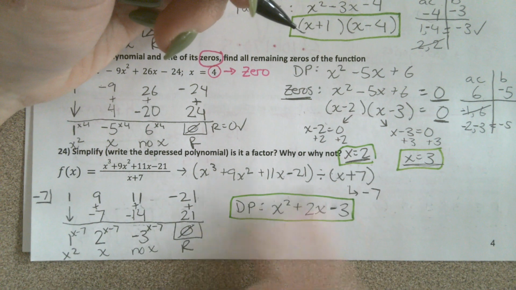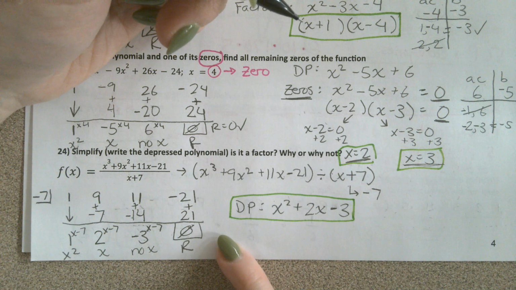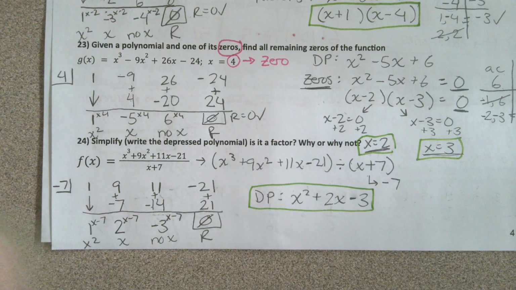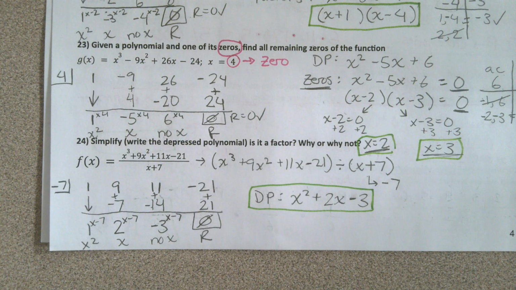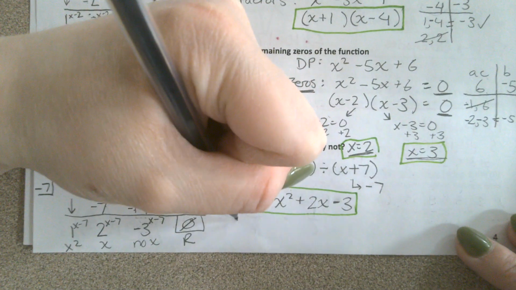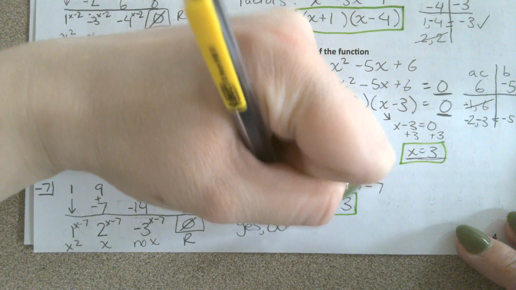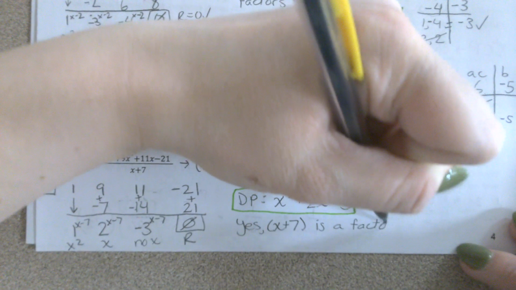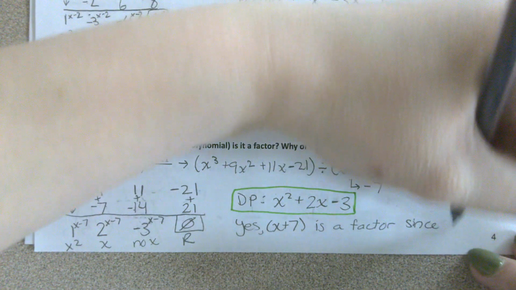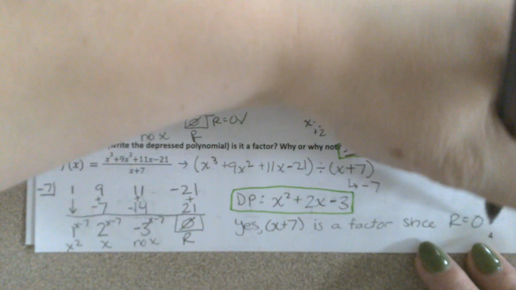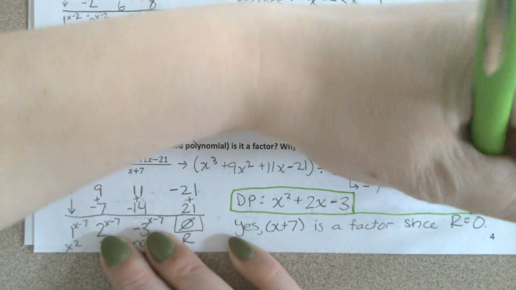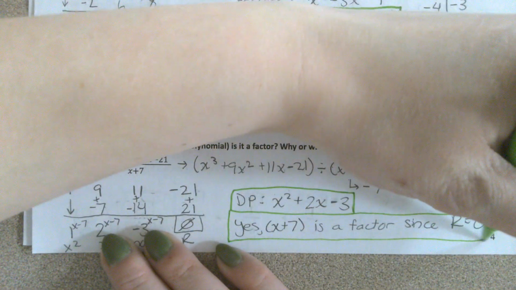Yes, it is. You can tell because the remainder is 0. If r equals 0, that means it is a factor, just like in number 22. We were given that x plus 2 is a factor, so this had to be 0. Same thing. This turned out to be 0, so this is a factor. So we will write, yes, x plus 7 is a factor since r equals 0. And that is sufficient. That answered the question. Because it also said why or why not. So we had to give a reason. R equals 0, it is a factor. If it doesn't, then it's not a factor.